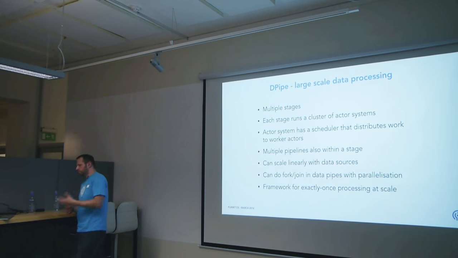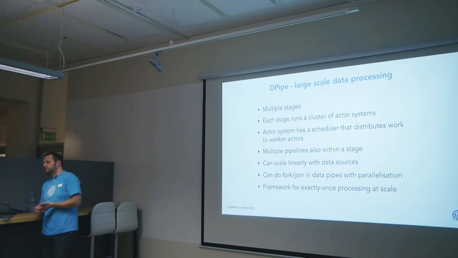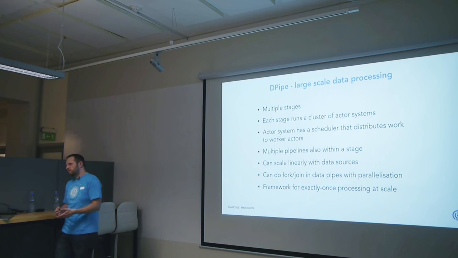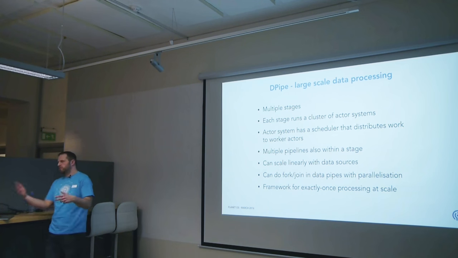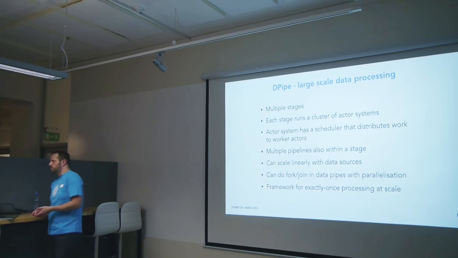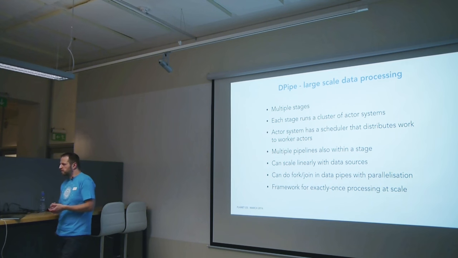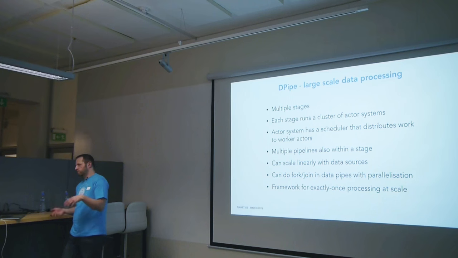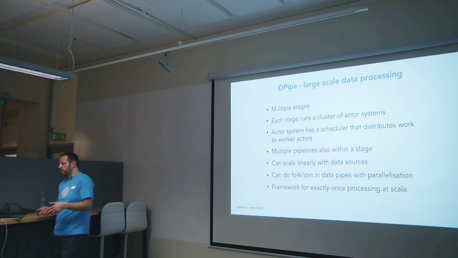And the way the system is implemented is that it's a data pipeline. It has multiple stages. Each of the stages runs a cluster. Inside this cluster, on each node, there is an actor system. And inside the actor systems, there is a scheduler that we have that can schedule data processing based on priorities and some other properties to run on worker actors. And this allows us to scale each stage independently, which is again a property of a reactive system: if you need to scale something, you don't have to scale the whole thing. You just scale the thing that you really want to scale.